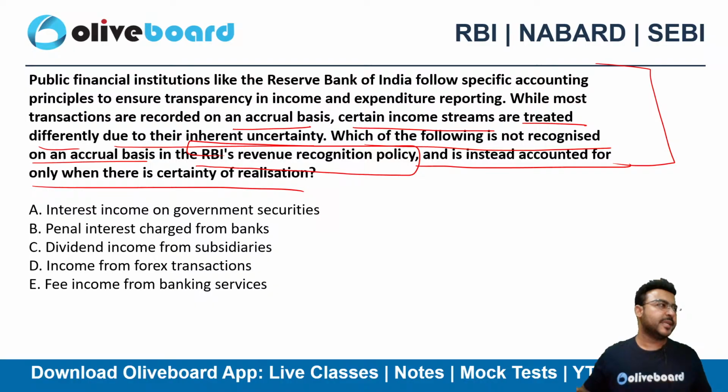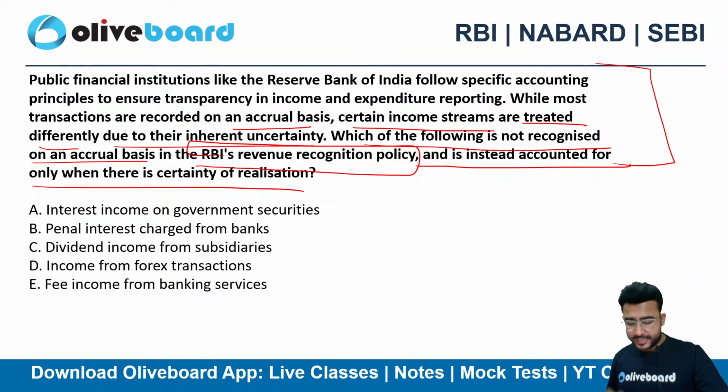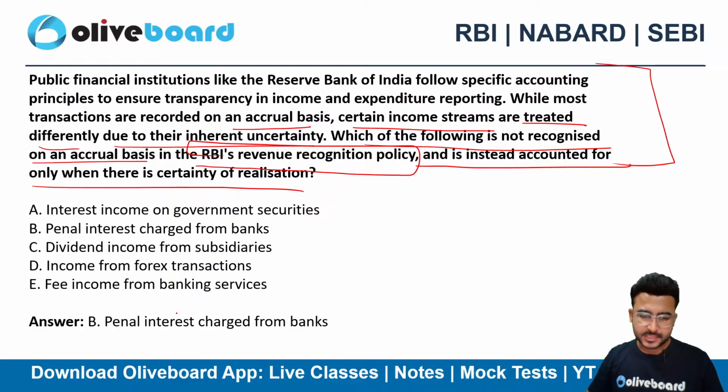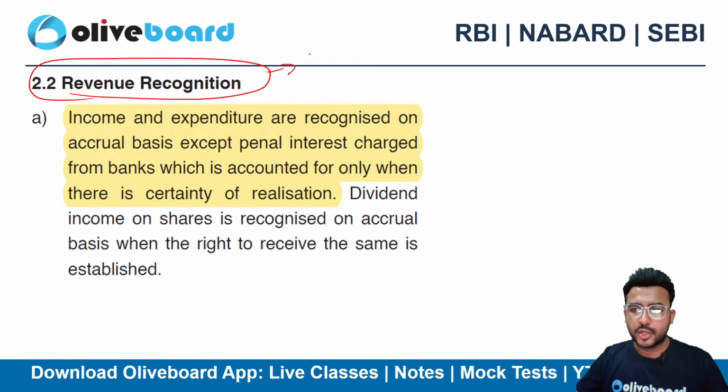It's clearly stated in the notes to accounts as well from the annual report. Option A, interest income on government securities, penal interest charged from banks, dividend income from subsidiaries, income from forex transactions, and fee income from banking services. The correct choice here is option B, penal charges from banks, and here we can see in the revenue recognition, this is there in the notes to accounts of the RBI annual report.